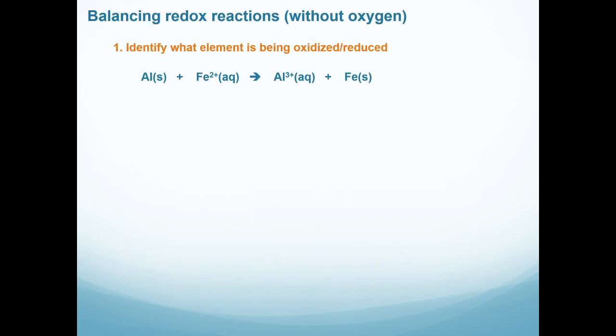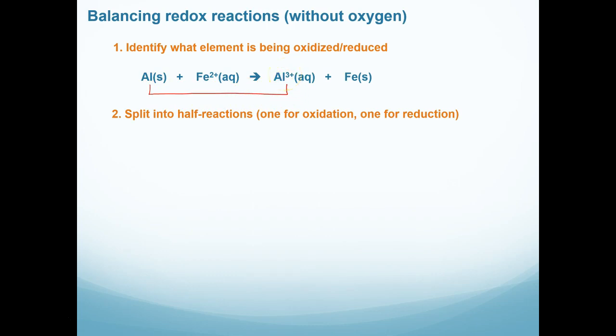All right, so the last thing we want to do is balance redox reactions. And we have 2 different types. We have ones that don't involve oxygen. The ones that don't involve oxygen are a little bit more straightforward, and then we'll go back to the ones with oxygen. So we want to identify what element is being oxidized and what element is being reduced first. So if we look at the aluminum, it's going from oxidation state of 0 to +3. We have iron going from +2 to 0.